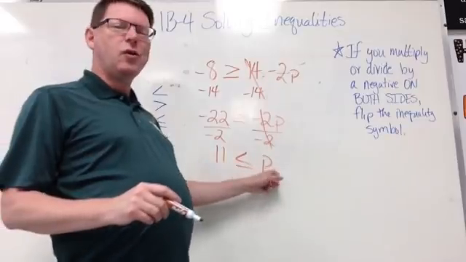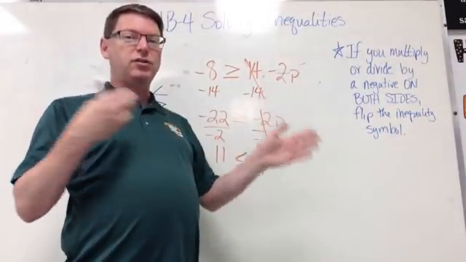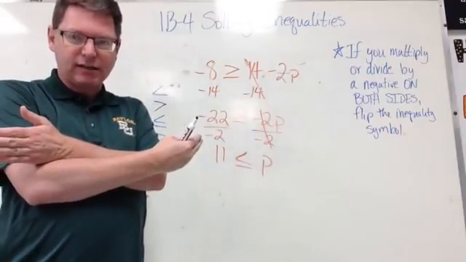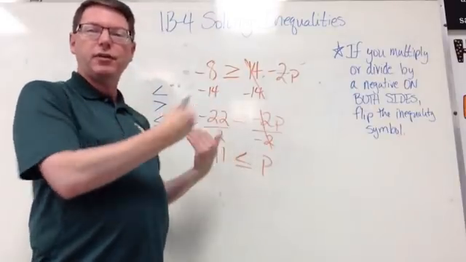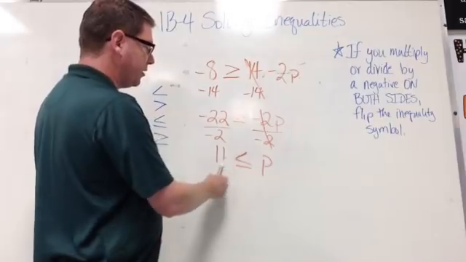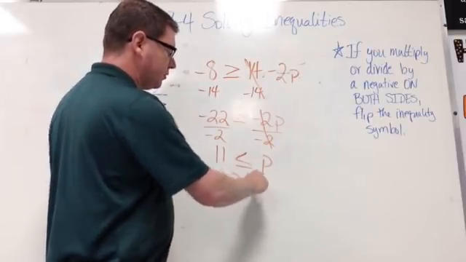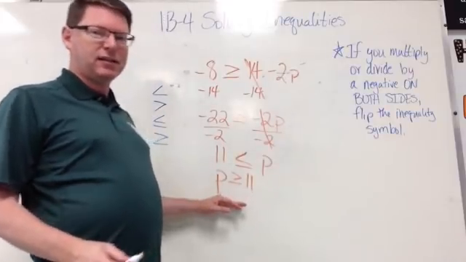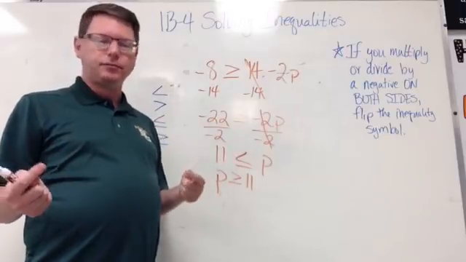When the variable is on the right-hand side, I could, if I wanted to, flip the entire inequality statement, because this says 11 is greater than or equal to p. Well, if I read it backwards, I have to start with the p. It says p is less than or equal to 11. Both of those are the same. I like to have p on the left-hand side because it's easier when I graph it.